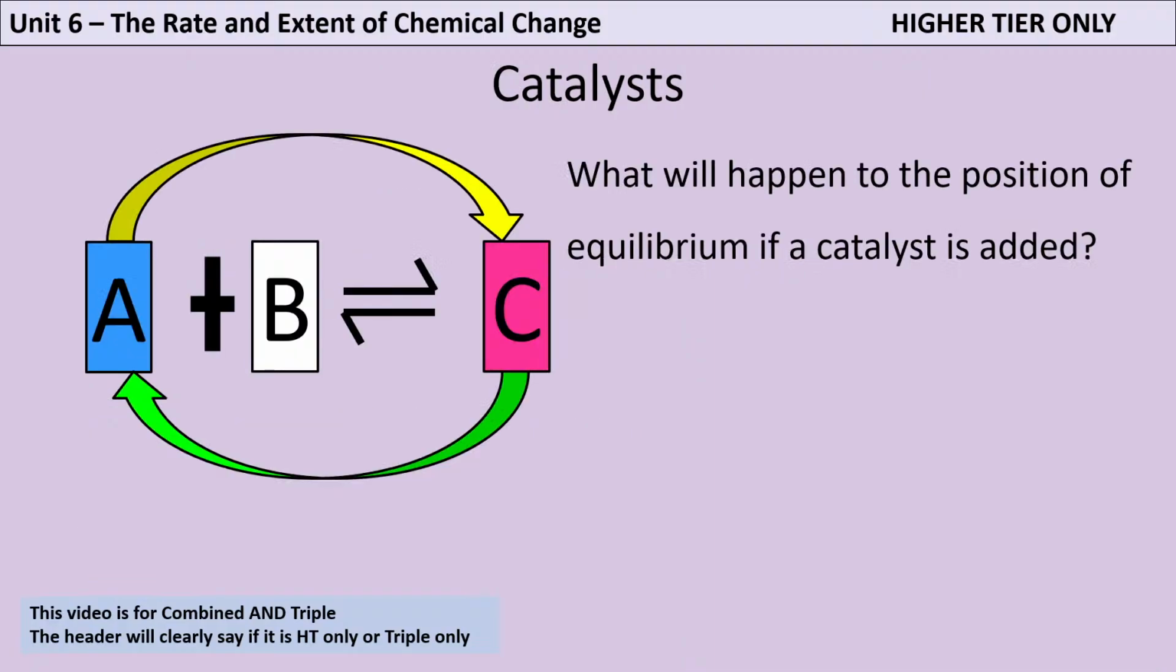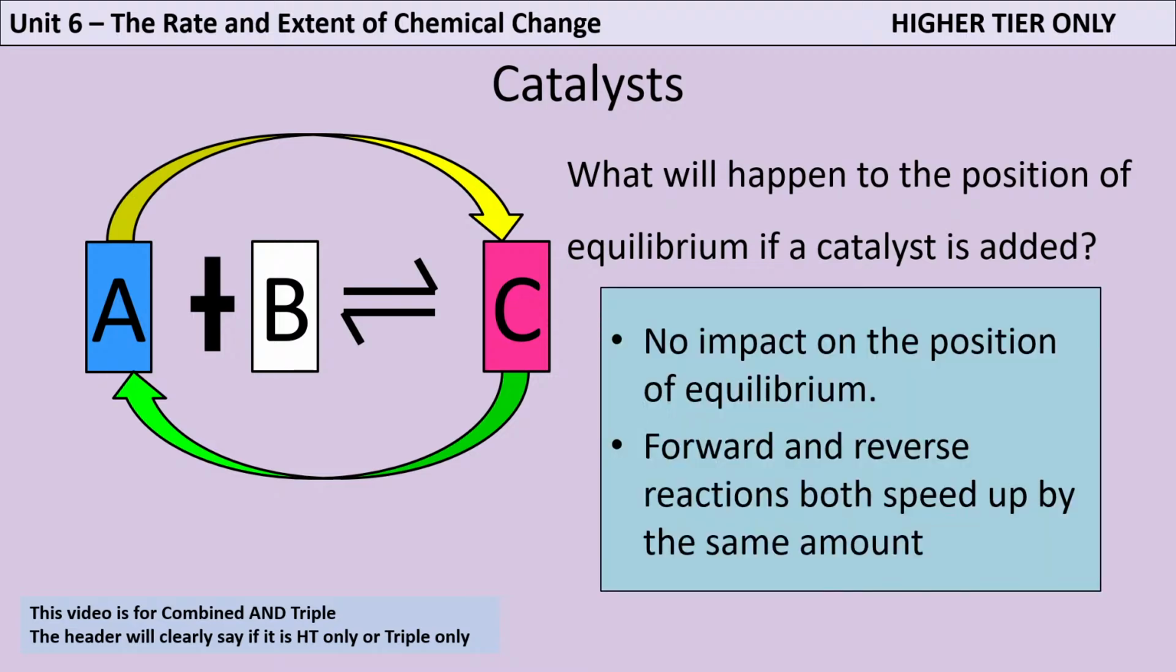And then the last thing is what will happen if we add a catalyst, and the answer is absolutely nothing. So catalysts speed up the rate of reaction, but they speed up the forward reaction and the reverse reaction by the same amount. So if you imagine a catalyst being like a special chemical that grabs the reactants and puts them together in the right order, well, in that case, they're also in the right order to switch back the other way. So adding a catalyst is going to have an impact on the rate. It's not going to have any impact on the position of equilibrium.